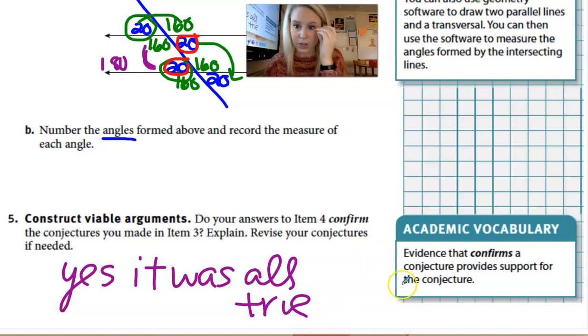Okay, so evidence that confirms a conjecture provides support for the conjecture. So I guessed that these certain angles were congruent and these certain angles are supplementary. We did a new problem, everything worked out, and you did a problem at home or wherever, someone else did a problem, someone else did a problem. So everyone did a problem differently, but we got the same information. So we pretty much proved it to be true.